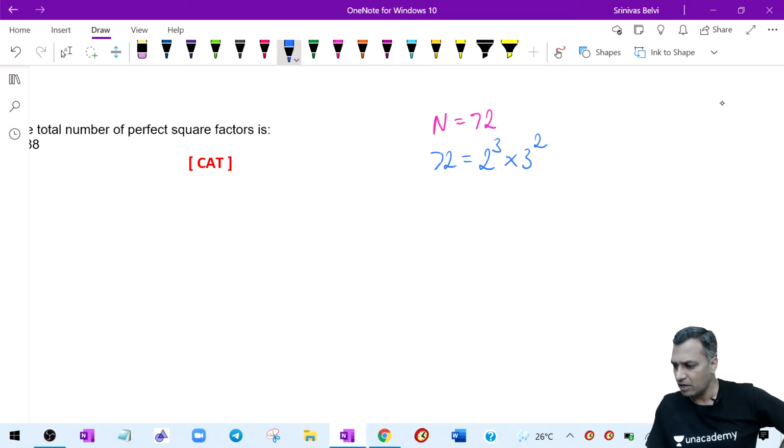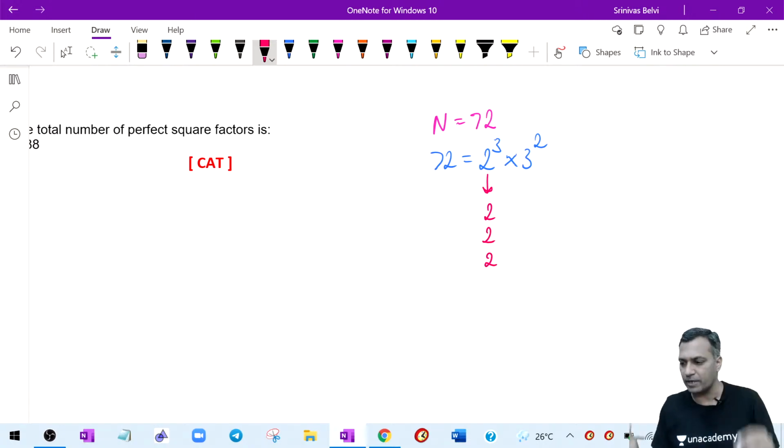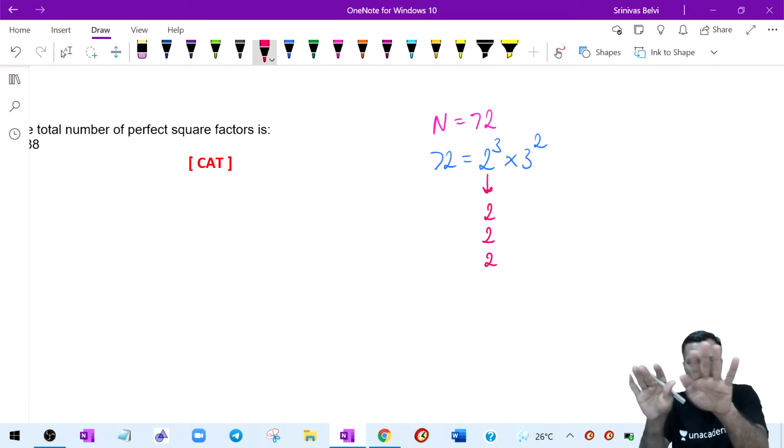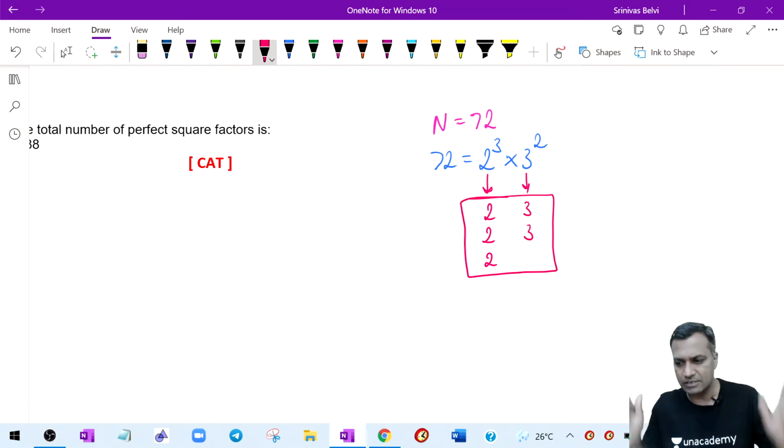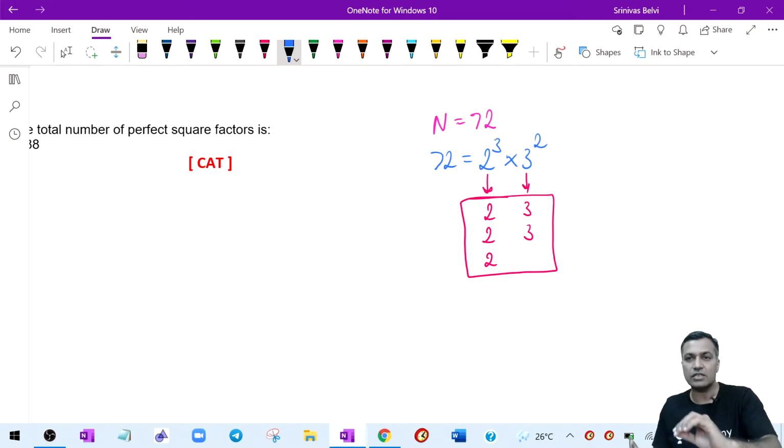What does it mean? It means I will take 3 cards on which 2 is printed. These are the cards. I will cut out a card on which I will just print a 2 and keep it on the table. I will take 2 cards on which 3 would be printed. This is my sample size. Simple. That's it. Assume that these are the cards with you.